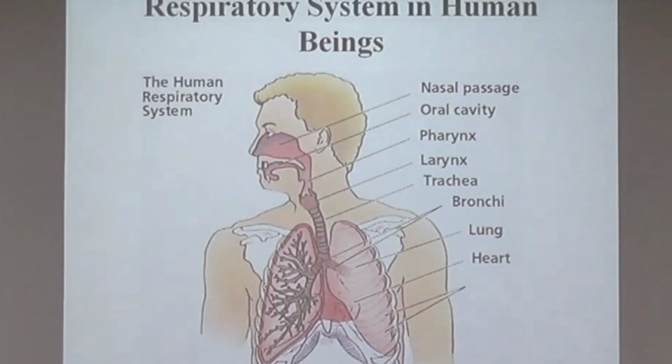Now this figure shows the respiratory system in human beings, which consists of nasal passage, then oral cavity, which leads to pharynx, larynx, trachea, bronchi, lungs and finally the heart.